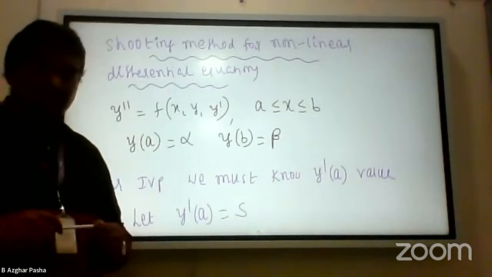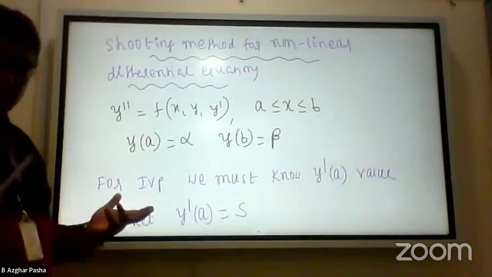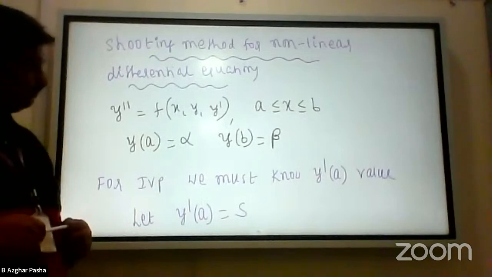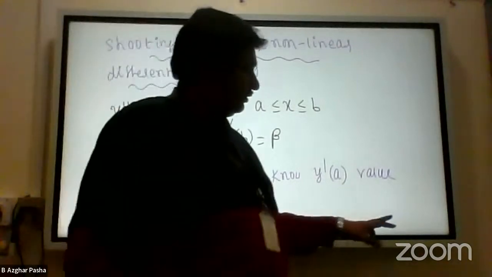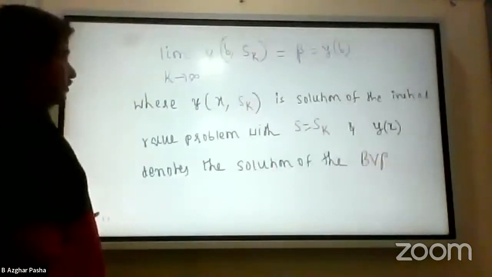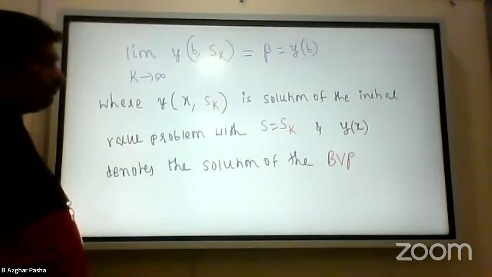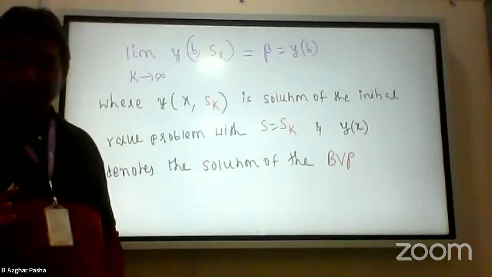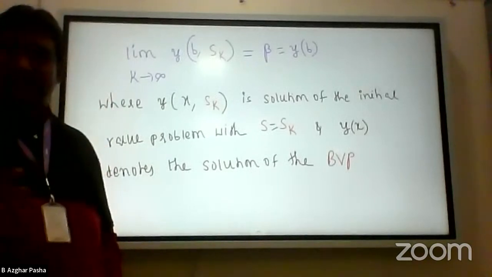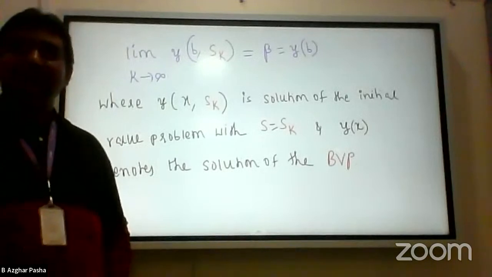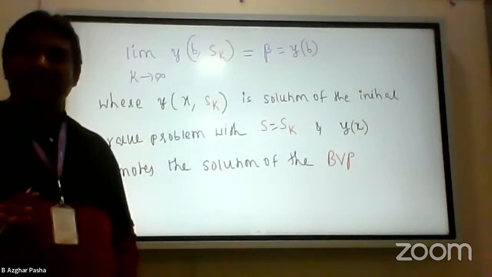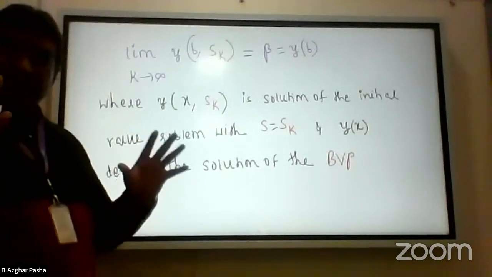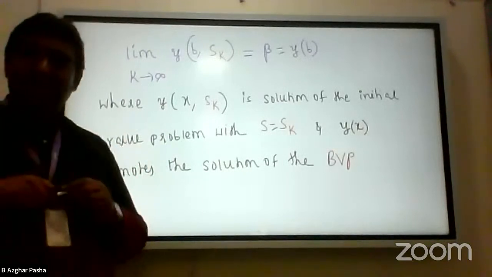So for an initial value problem, we must know Y dash of A. I don't know it, so I'll assume some initial slope S. Y dash of A is equal to S. With that initial slope, I can solve the initial value problem easily because there is a program, ODE45. It's simple, you have seen it. With that initial approximation S, I'll get a solution, but that solution is not a solution of the given boundary value problem.